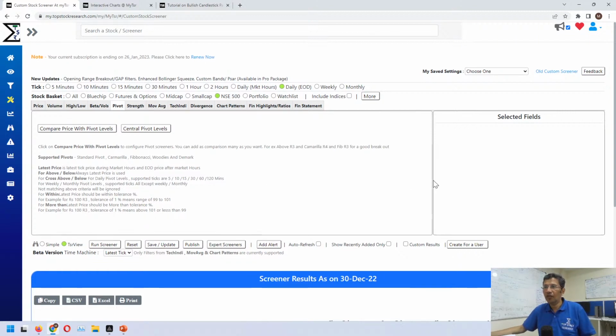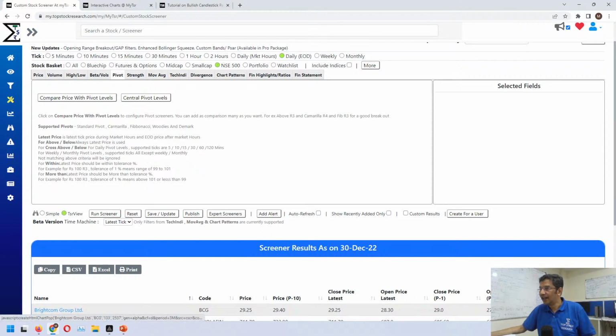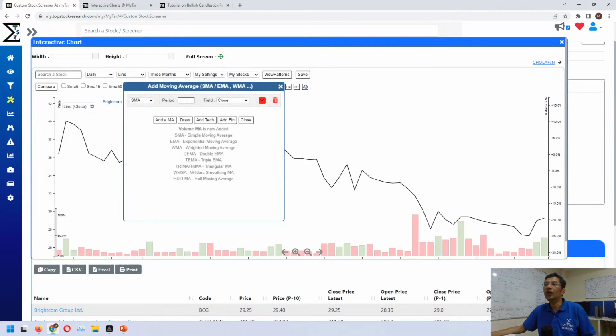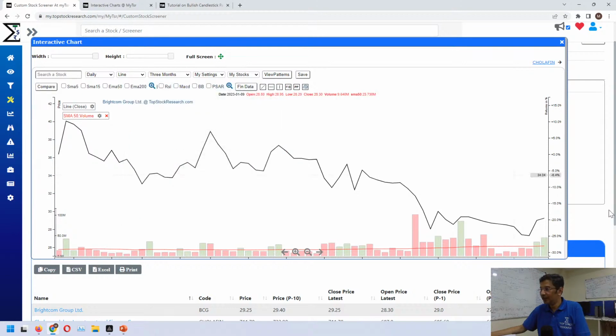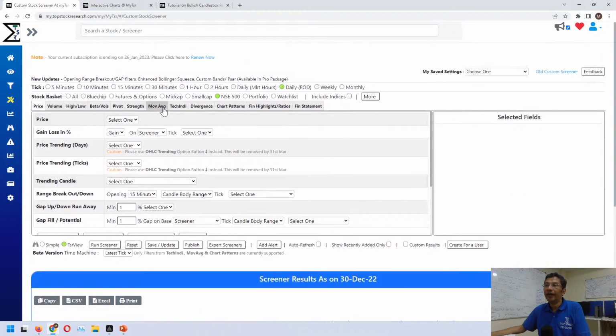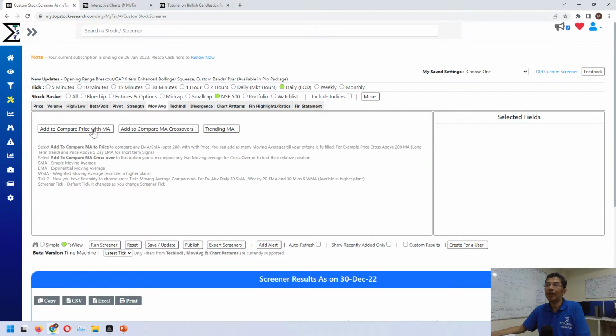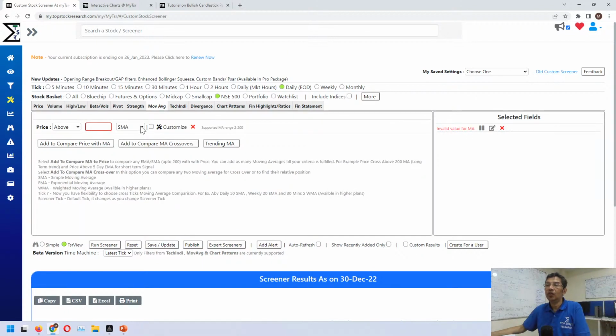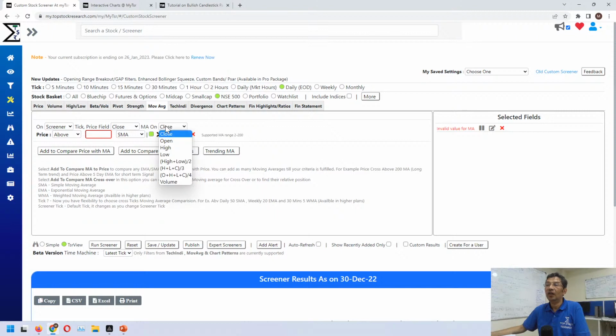But there are two ways of looking at the volume. One is directly on a chart, where you can plot volume. That's number one way of doing it. And number two is slightly twisted. That's perhaps the reason why you were not able to find it, right? It is part of moving average. Anything which is part of moving average is here, right? You go customize it, MA on close, and it's price slash field, right? So you have to choose volume out here.